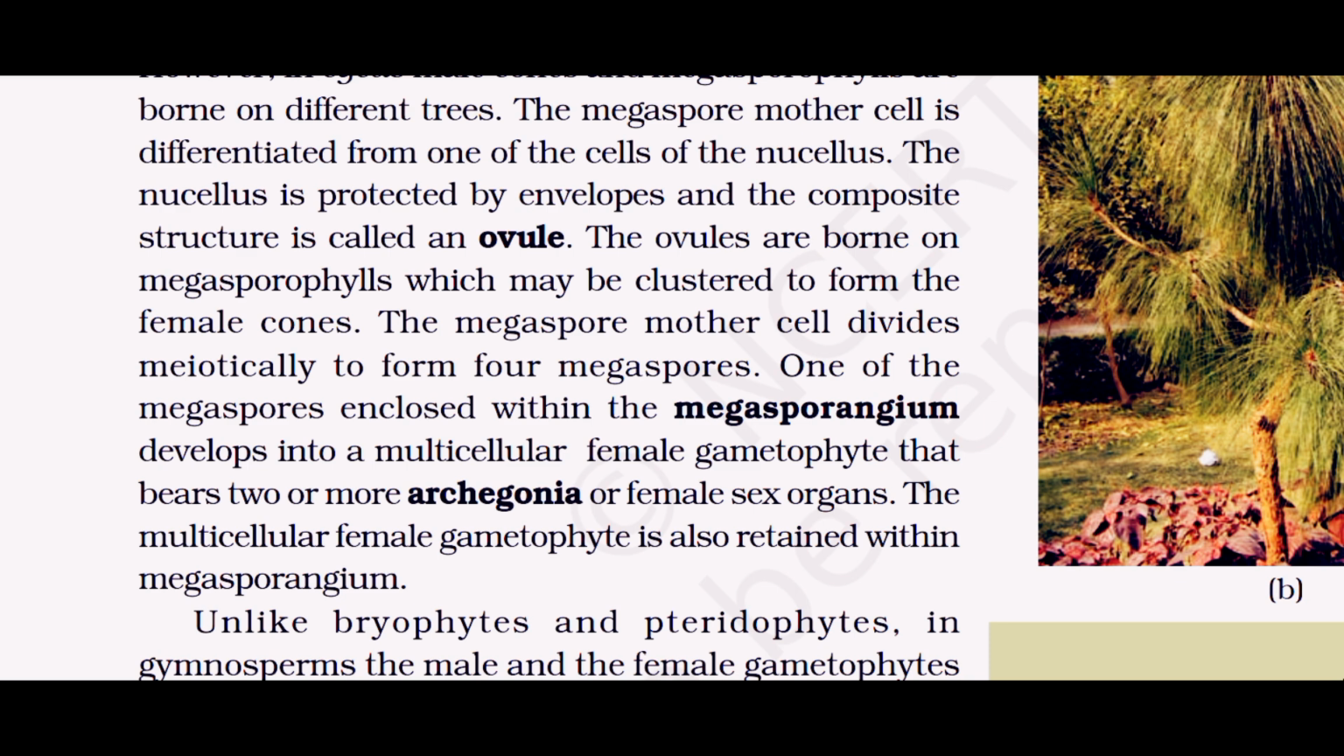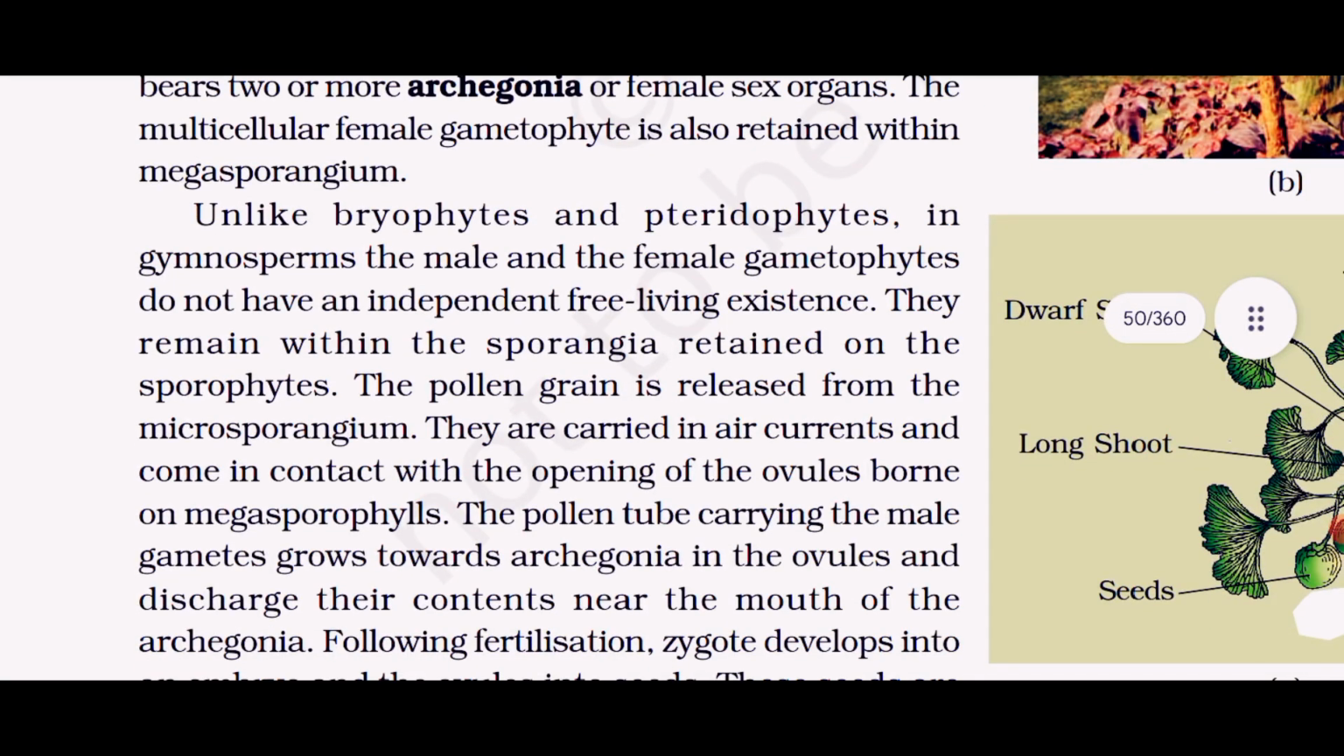The megaspore mother cell divides meiotically to form four megaspores. One of the megaspores enclosed within the megasporangium develops into a multicellular female gametophyte that bears two or more archegonia or female sex organs. The multicellular female gametophyte is also retained within megasporangia. Unlike bryophytes and pteridophytes, in gymnosperms, the male and female gametophytes do not have an independent, free-living existence. They remain within the sporangia, retained on the sporophytes.